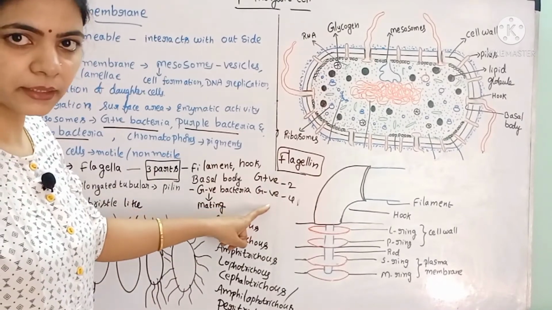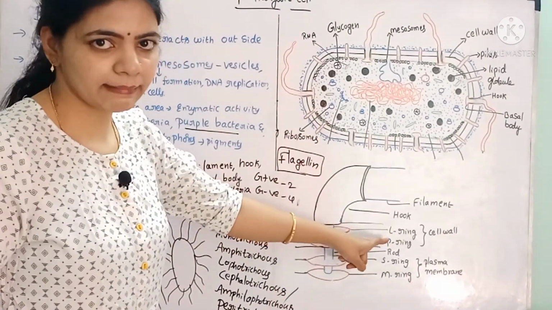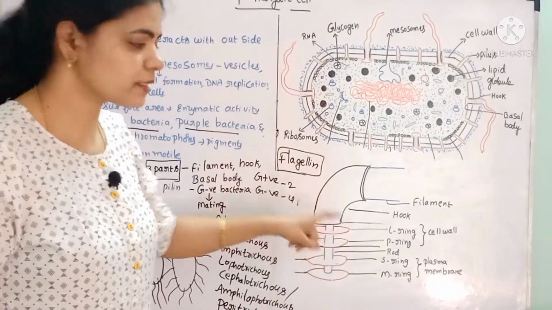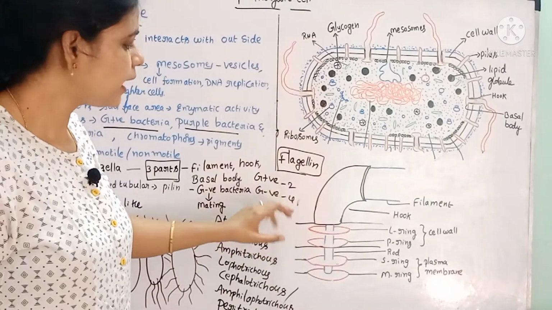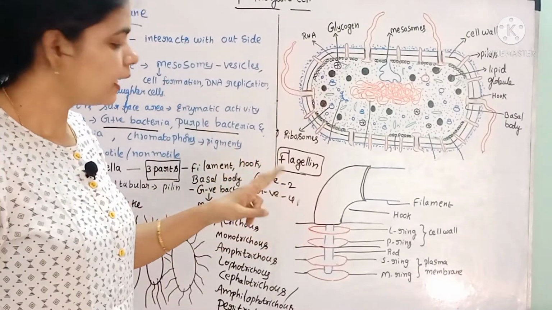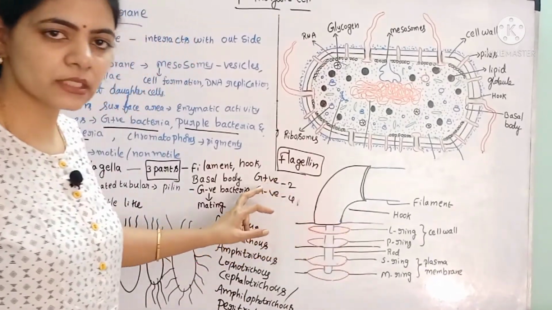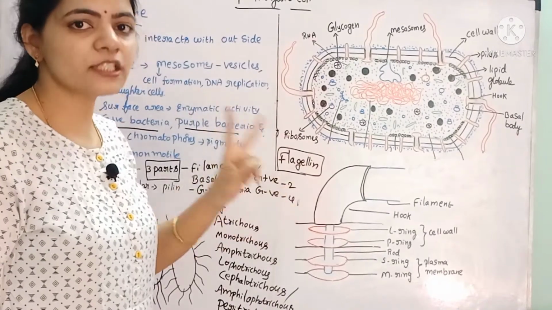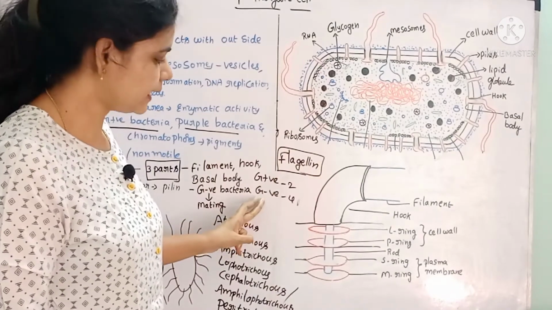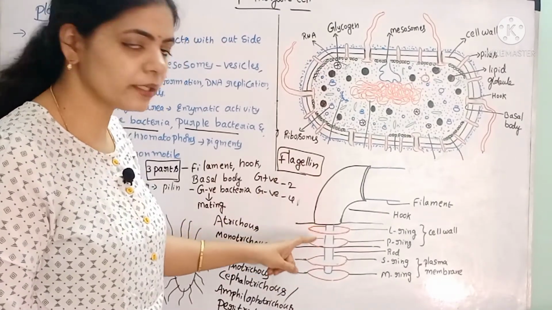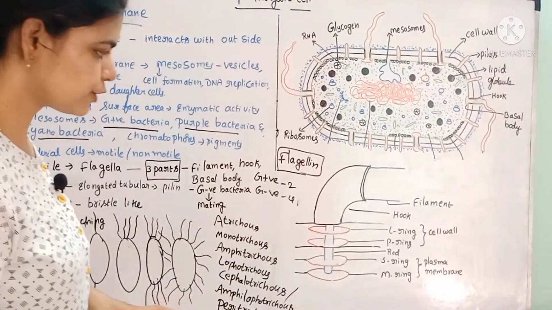Because in gram-negative bacteria, an outer lipopolysaccharide layer is present, right? So here LP means lipopolysaccharide layer. In that layer, these two rings are present. But in gram-positive bacteria, that outer lipopolysaccharide layer is absent. Hence, it consists of only two rings. That is, it consists of only the inner pair of rings; the outer pair of rings, that is L and P rings, are absent in gram-positive bacteria. Whereas gram-negative bacteria, because of the presence of the lipopolysaccharide layer, consist of four rings. They are L ring, P ring, S ring, and M ring. That was the main difference between gram-positive and gram-negative bacteria.